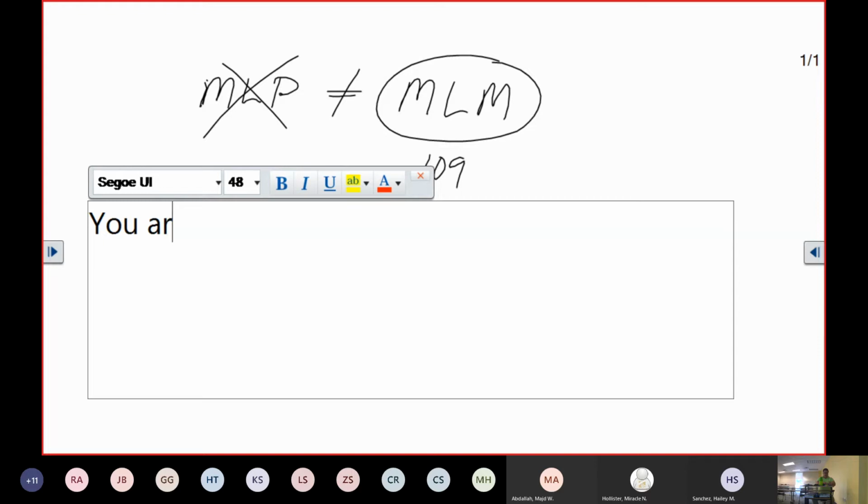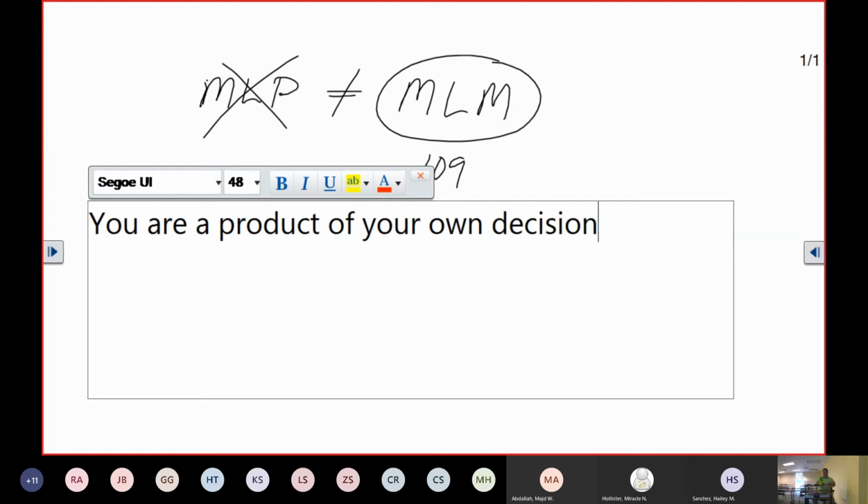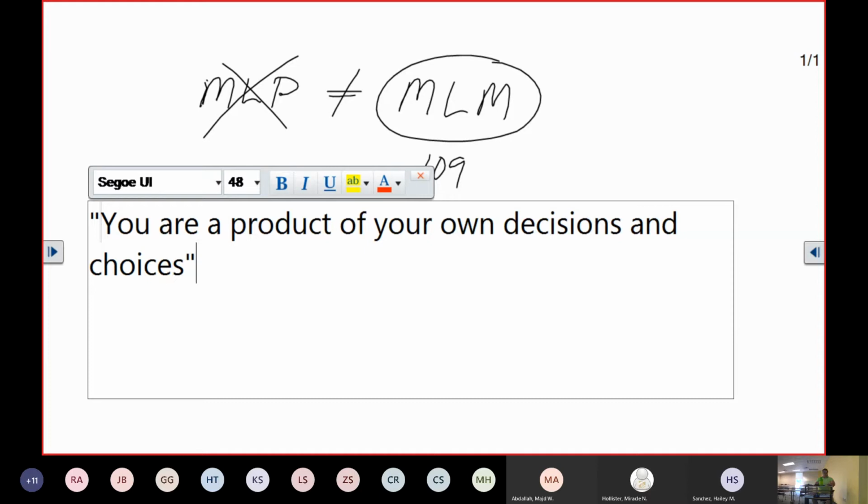You are a product of your own decisions, and I hope I spelled decisions right. I don't like words like that. And choices. You are a product of your own decisions and choices. So when you decide that you're going to make, and this is my father's, but I don't know if anybody said it before him. He used to say this all the time. When I would make a dumbass decision, he would say this. Okay? So you are a product of your own decisions and choices.